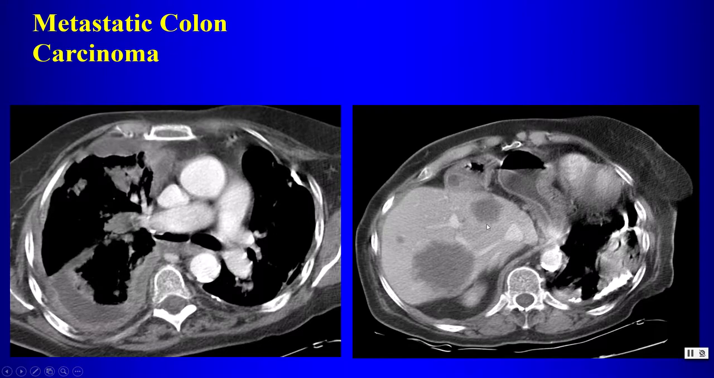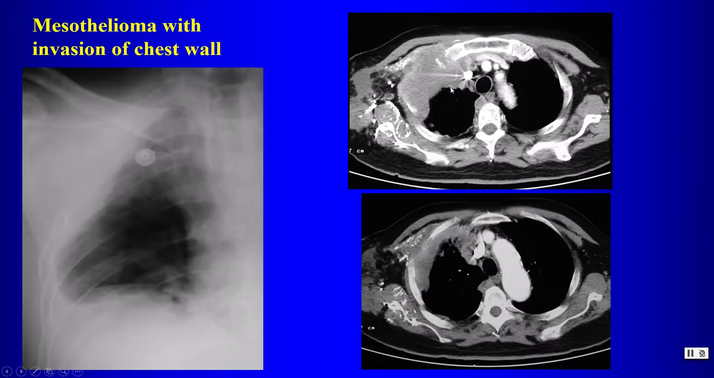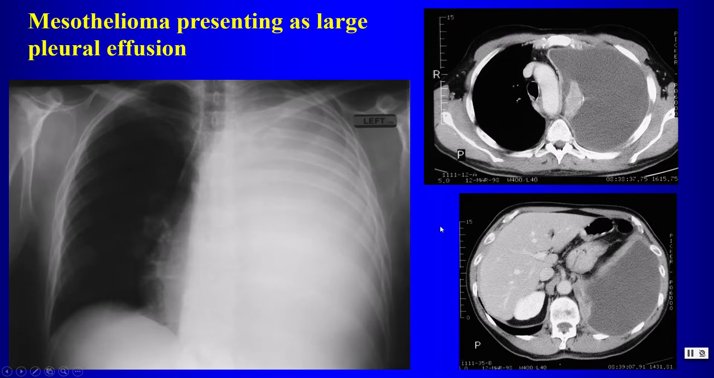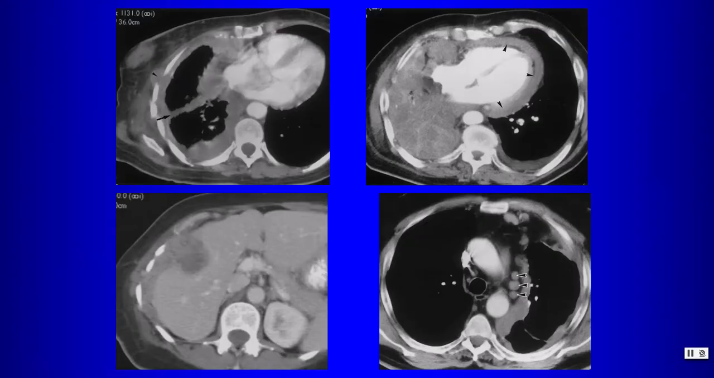Here's an example of colon cancer, metastatic disease to the liver. And again, we have this nodular pleural thickening here on this side with pleural effusion. So metastatic disease is in your differential for something that looks like mesothelioma. And here we have, we've seen this case of invasion of the chest wall, which can occur with mesothelioma. Here's a case where the patient presented with a large pleural effusion and collapse of the lung. Notice though, when we look at the pleural surfaces, there is pleural thickening here and pleural thickening of the mediastinal pleural surface. If we see that, we need to consider malignancy. This was mesothelioma presenting as a large pleural effusion.